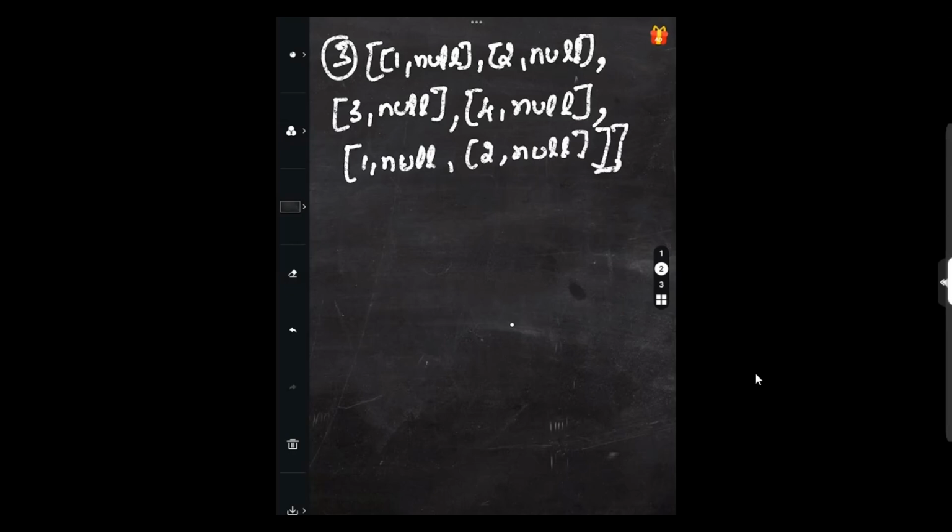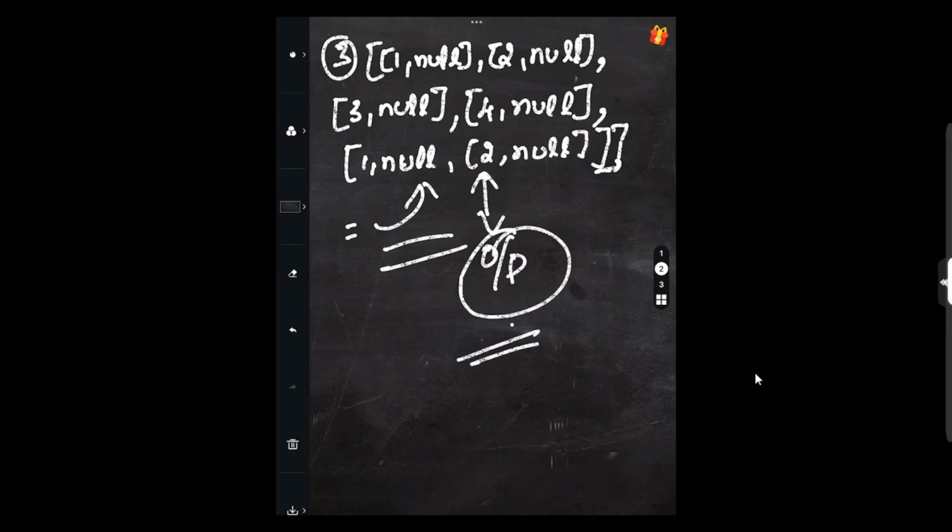Sorry, let me close this one. The output will be the same as this one. I don't have to write this one again, right? The output will be the same as the input. So this is for the condition if the list has nodes where all the random pointers are null. This is one edge case.